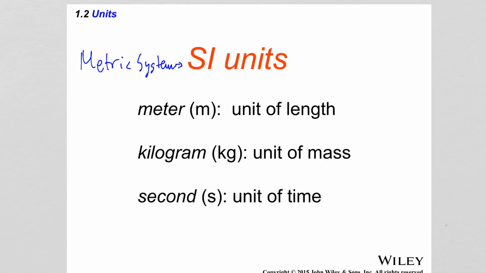And three important units in the metric system are the meter, which is a unit of length, and the abbreviation for that unit is m. The kilogram, which is a unit of mass, the abbreviation is kg. And the second, which is a unit of time, as we know, and the abbreviation is s. So each of those units is determined by a standard by which it is measured.